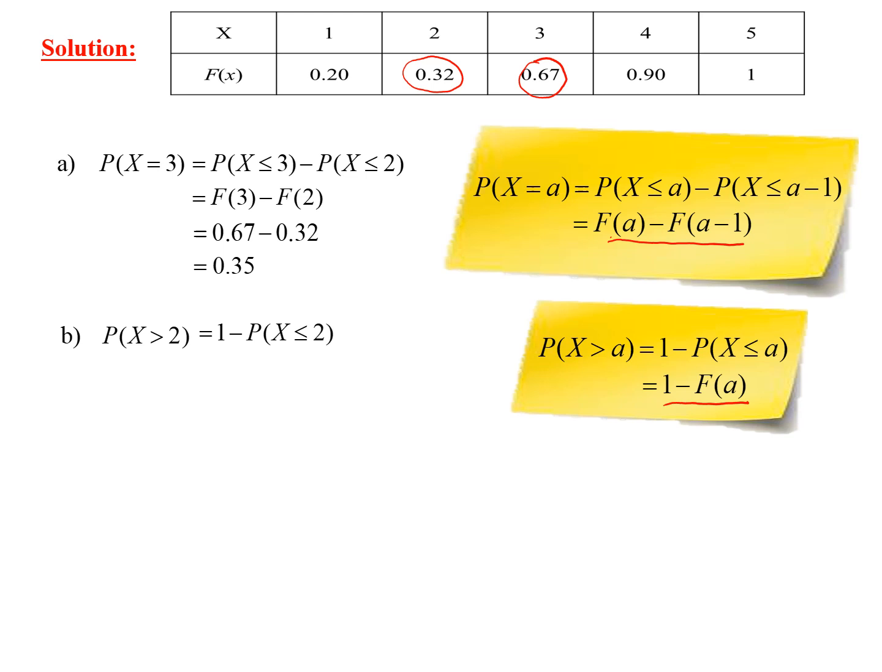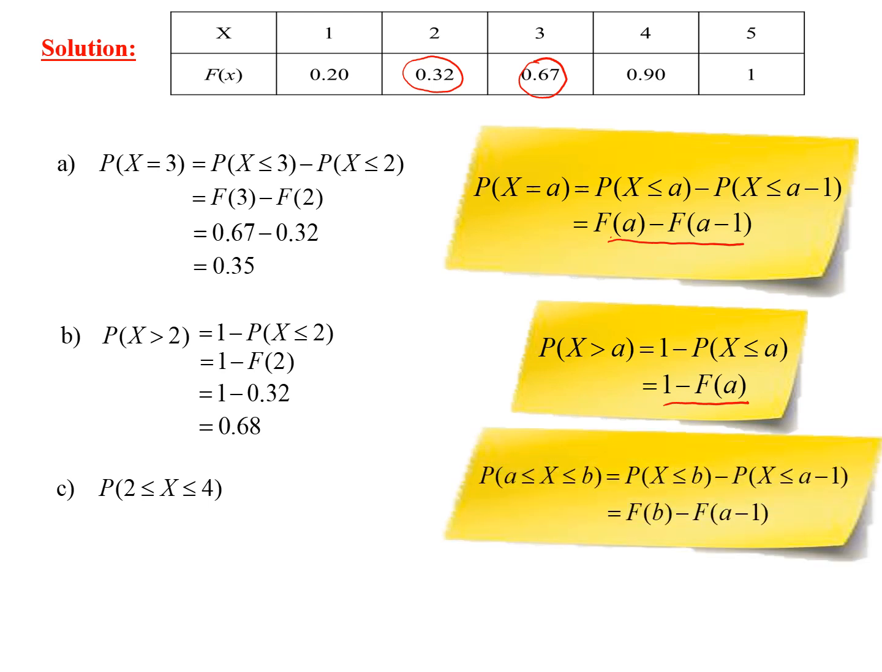So for this one, we will get 1 minus the probability that x is less than or equal to 2, that is 1 minus F(2). Then F(2) is 0.32, 1 minus 0.32, we will get the answer 0.68. Next, we are going to find the probability for x less than or equal to 4, greater or equal to 2. By referring to this formula, we will take F(b) minus F(a minus 1).